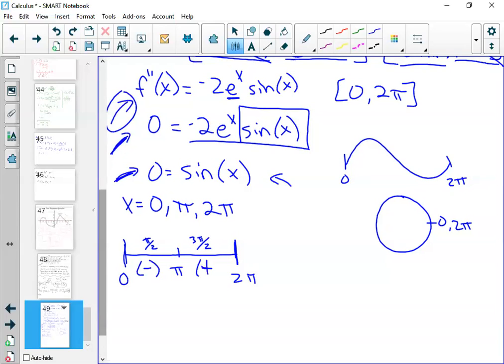And this one's going to be positive. If you put it in, sine of 3 pi over 2 is negative 1, and then negative 2 times negative 1 gives us a positive. So pi is our inflection point.